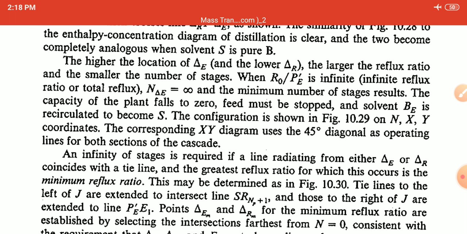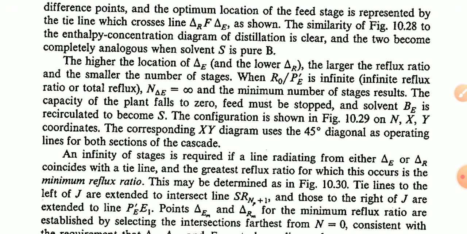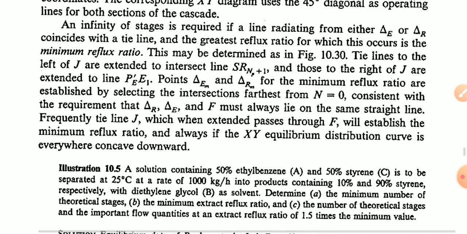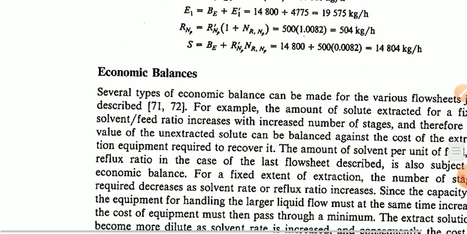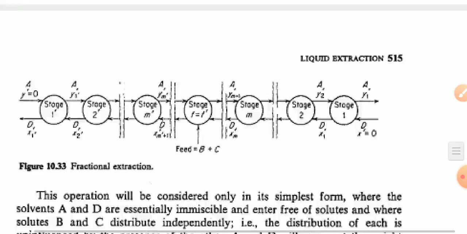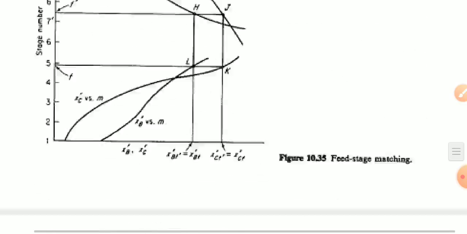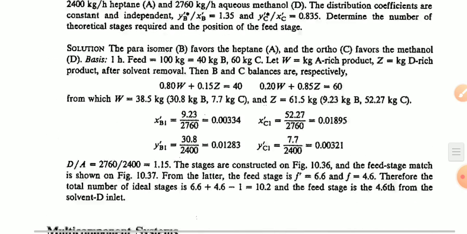In the corresponding x-y diagram, the 45 degree diagonal is used as the operating line for both sections of the cascade. An infinity of stages is required on this line. Okay, for S n plus 1 and finally a downward ratio. Economic balance, in which there is no point. Okay, now the last one, we have to see the application. Then the chapter is completely over.